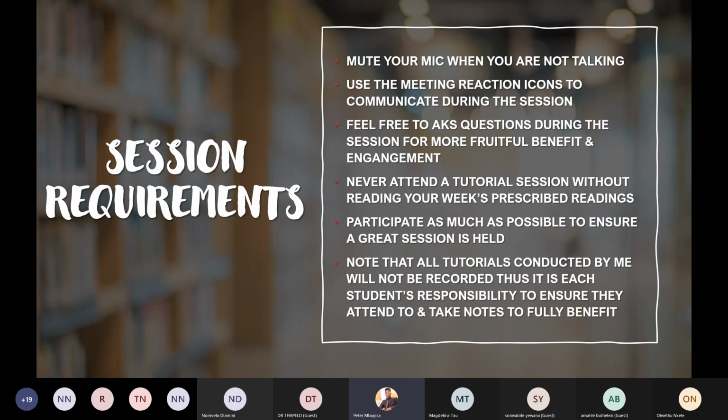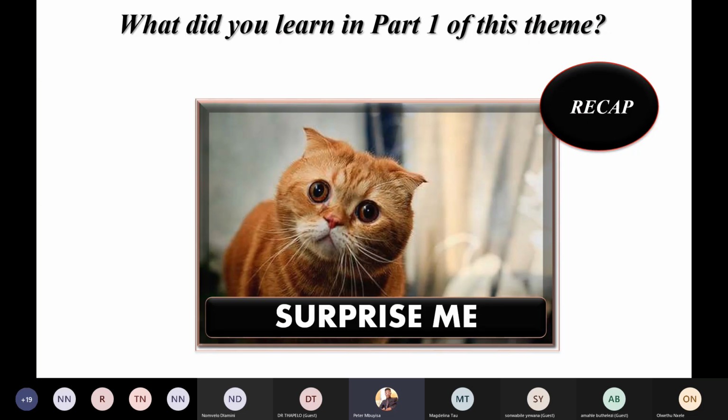For now, we just move on to the next part, which is a part that requires your interaction. So we have a question there. What did you learn in part 1 of this theme? Let us hear. What did you guys learn in part 1 of this theme? So you can raise your hand or just unmute and speak. I'm gonna take at least 10 people.